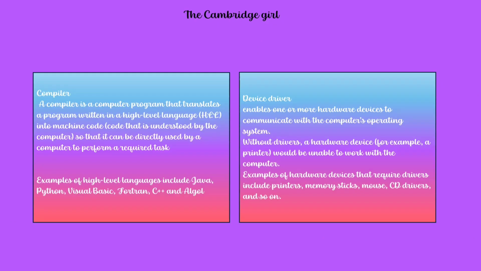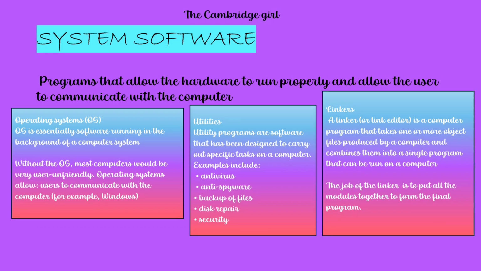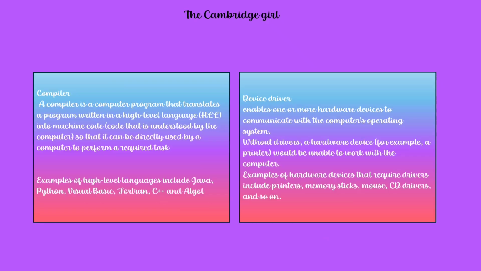A compiler is a computer program that translates a program written in a high-level language into machine code so that it can be directly used by a computer to perform a required task. A linker is a program that takes one or more object files produced by a compiler and combines them into a single program that can be run on a computer.